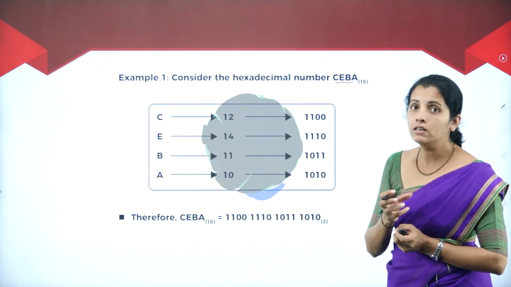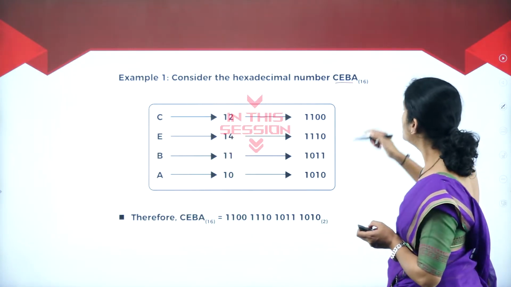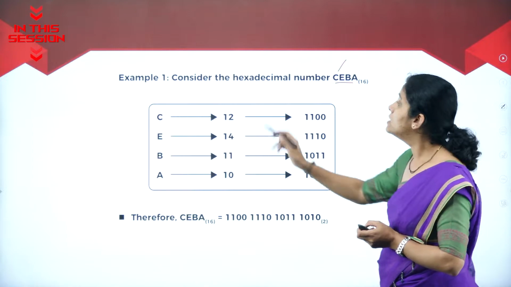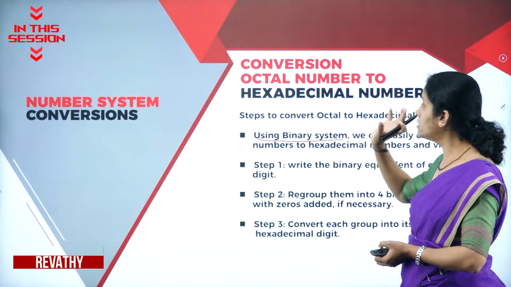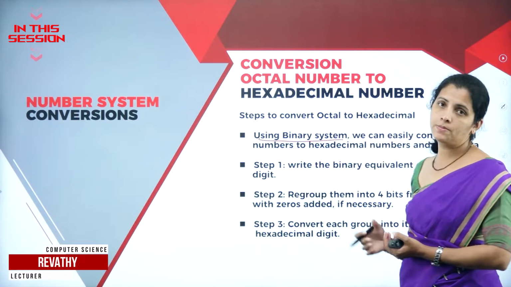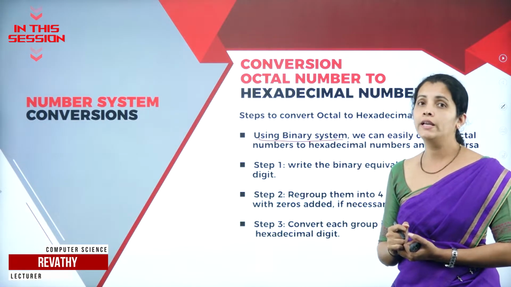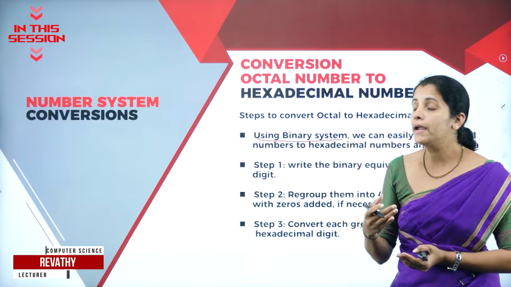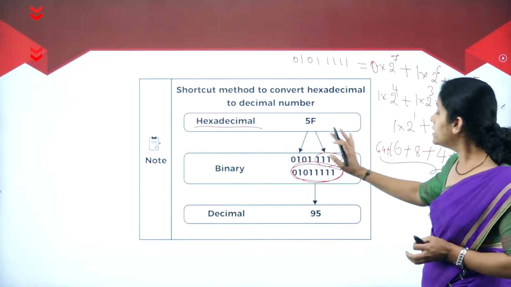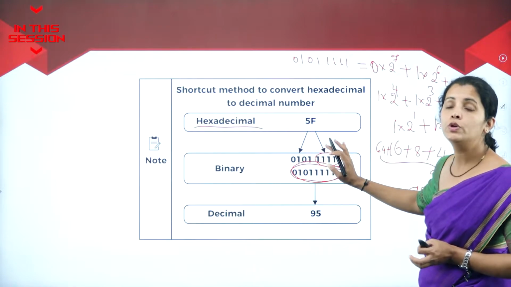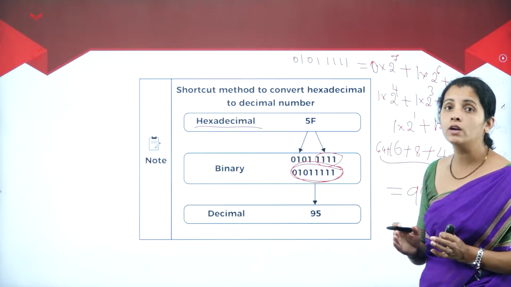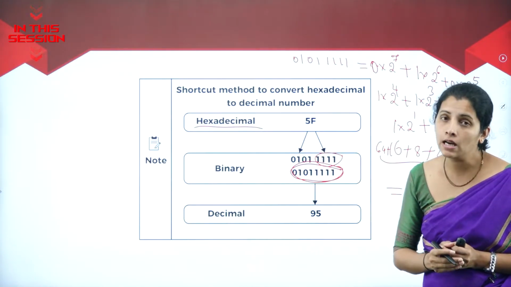If I consider a hexadecimal number, what is the value for C? It is 12. If I want to convert an octal number to a hexadecimal number, I am going to take the help of the binary number system. After writing the binary equivalent, what am I going to do? I am going to use the method called binary to decimal conversion.